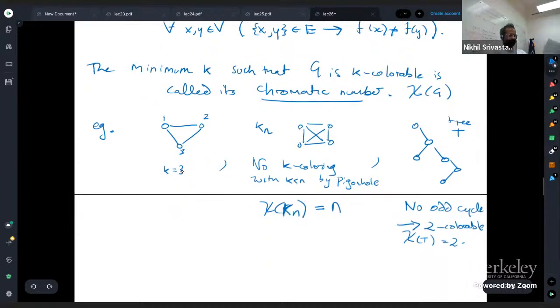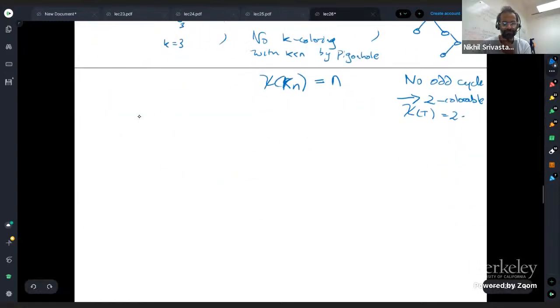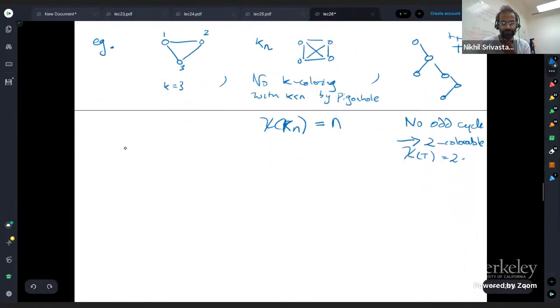Now, it's not so easy to find a coloring. If you've studied computer science, it's actually NP hard. It's not easy in general to find colorings. I'll give you an example, maybe next time. I want to make one remark about coloring.